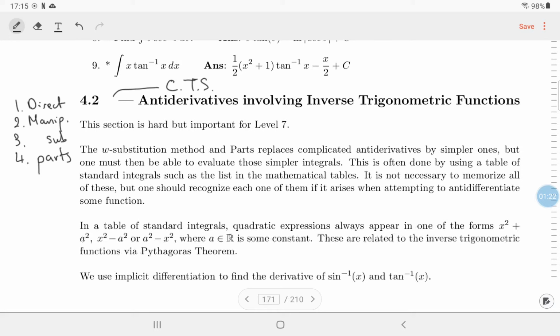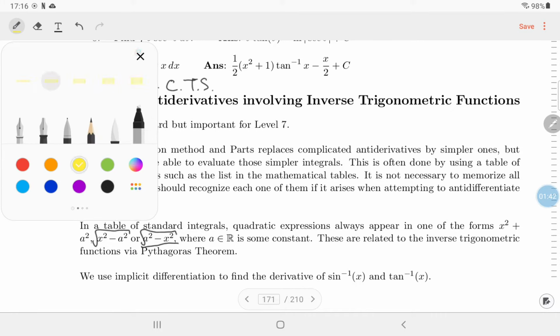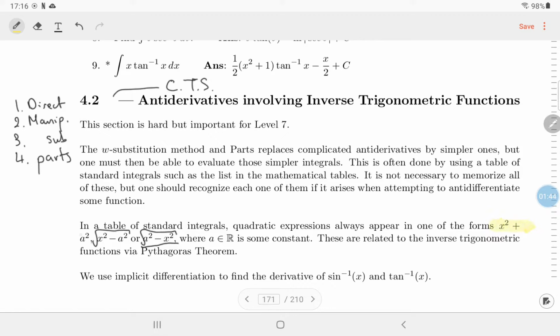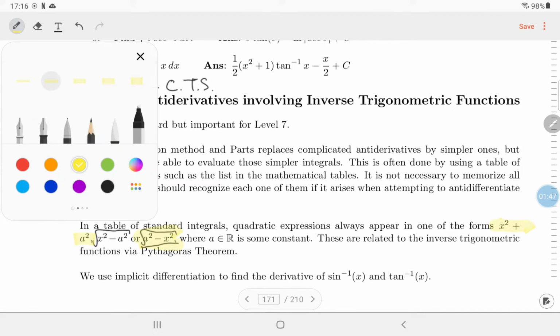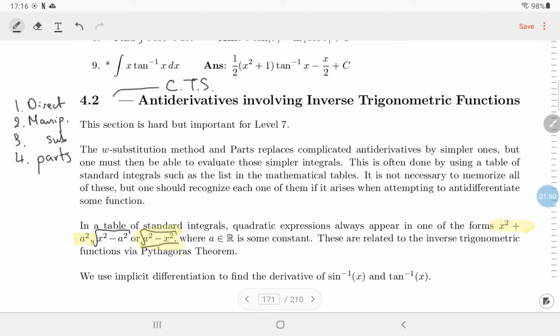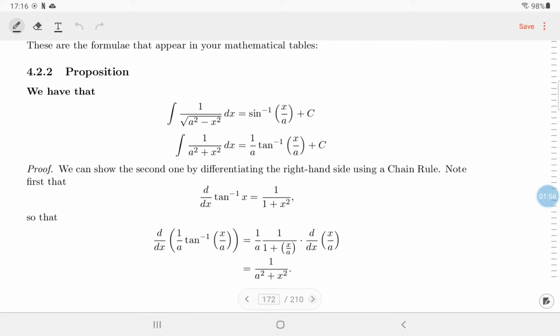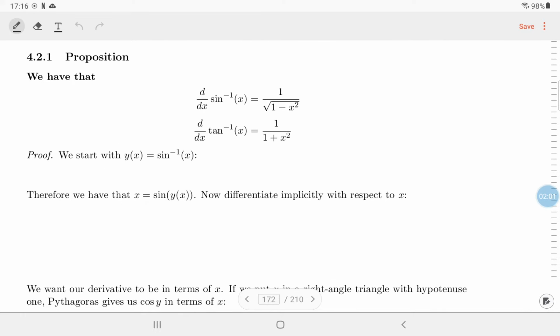So there are 3 special ones: 1 over x squared plus a squared, and this one usually has a square root. And the one we're interested in is this one and the first one. They're related using Pythagoras' theorem to inverse trigonometric functions. So what we're going to do is see where these come from by differentiating inverse sine and inverse tan. Okay, so I think we'll do the first one.